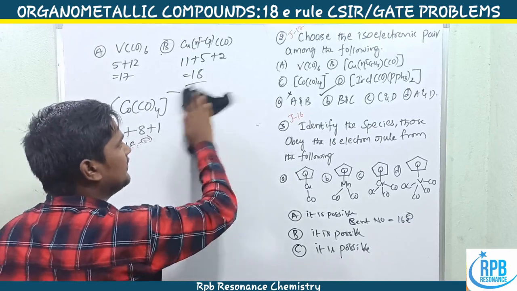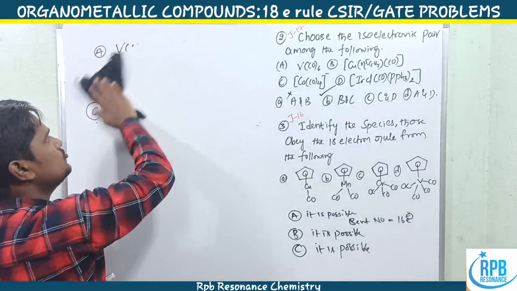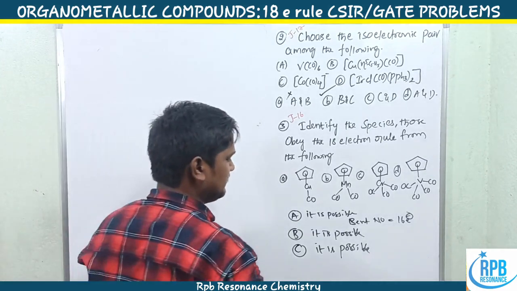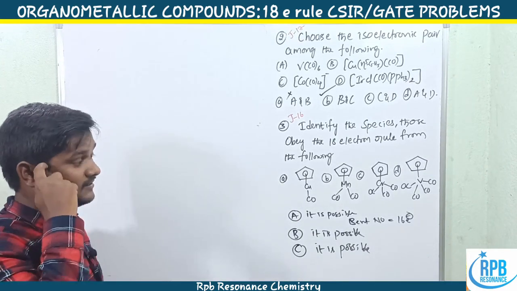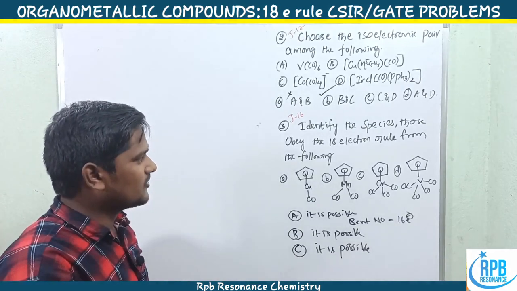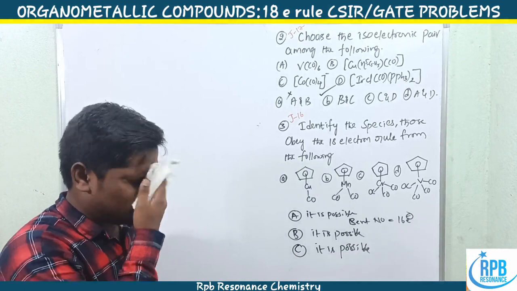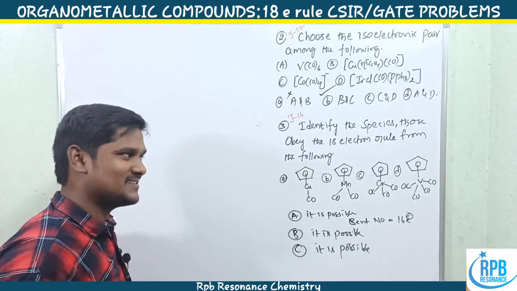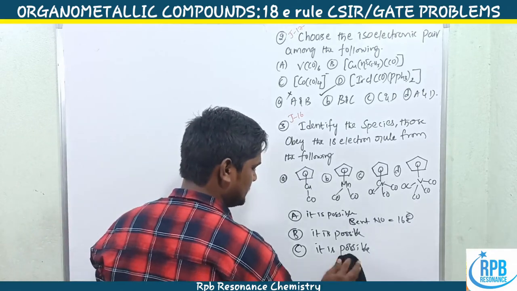Now let's look at another problem that is given in June 2016. Pretty easy problems. These kinds of problems are very easy. Identify the species that obey the 18 electron rule from the following. They have clearly mentioned the structures. So this is the June 2016 problem.